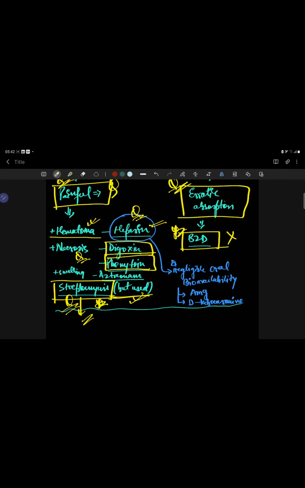Now, heparin has a very negligible oral bioavailability. So this is another viva question: what are the drugs which have a negligible oral bioavailability? The first is heparin, the second is the aminoglycosides, and the third is tubocurarine. So these are a few of the viva voce questions.